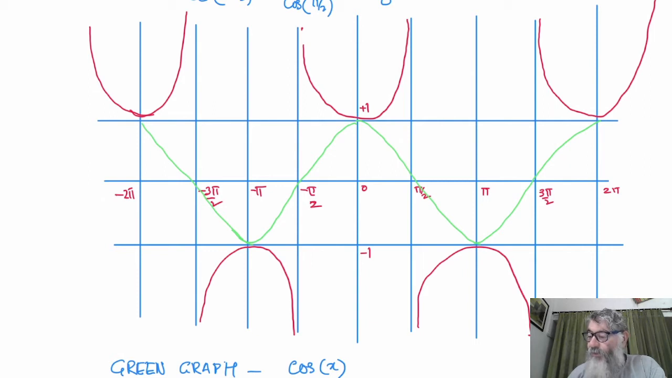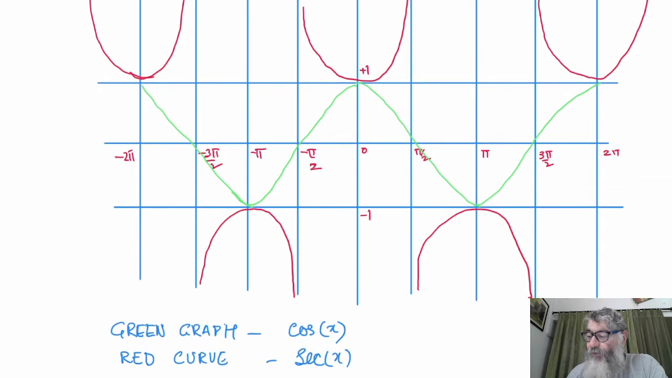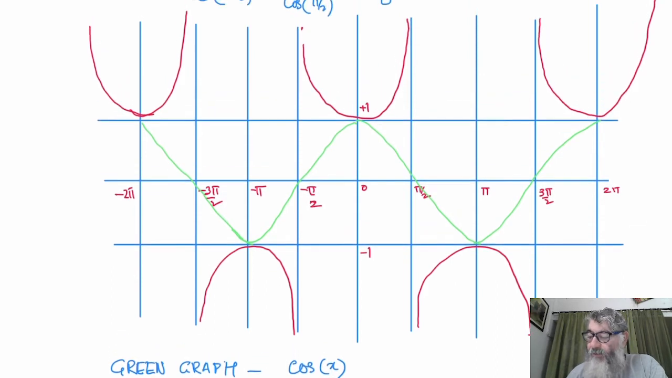Actually, I have drawn cos x, otherwise there is no need of drawing cos x. You can show just this red curve. But to make you understand through the cos, we have drawn the cos, and just the reverse of the cos will be sec x. Now, if you look at this red curve, it is not between minus 1 to plus 1. So sec x is not defined between minus 1 and plus 1.